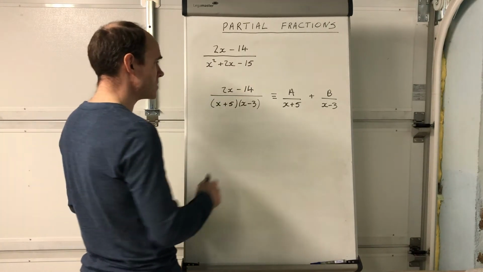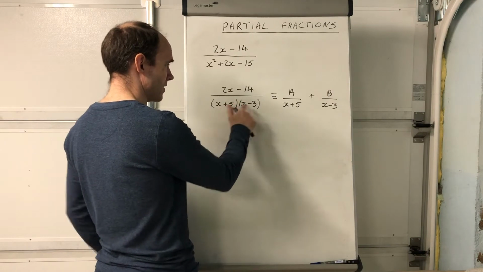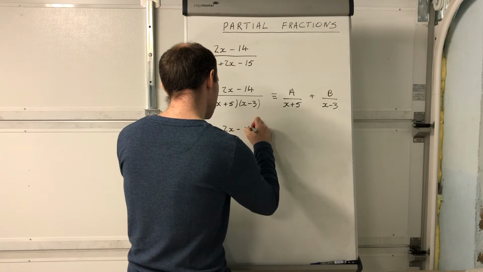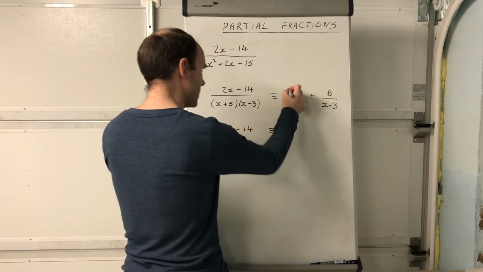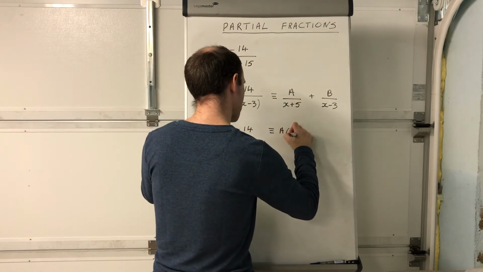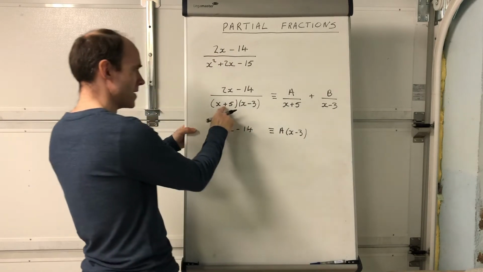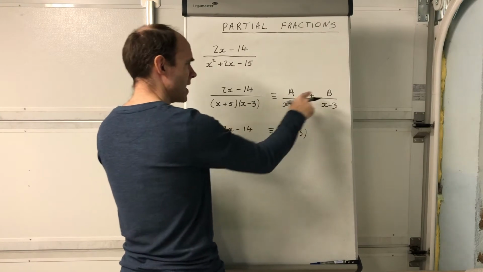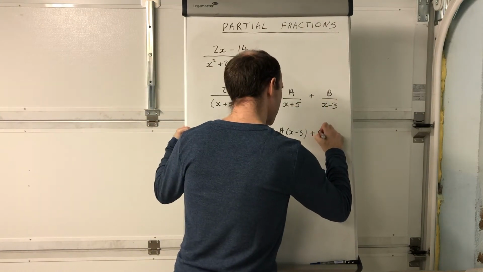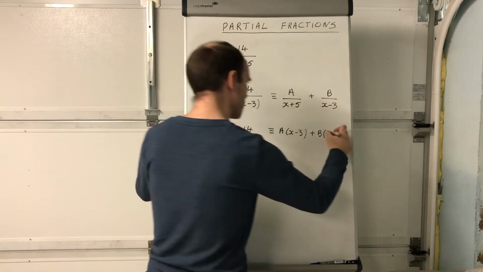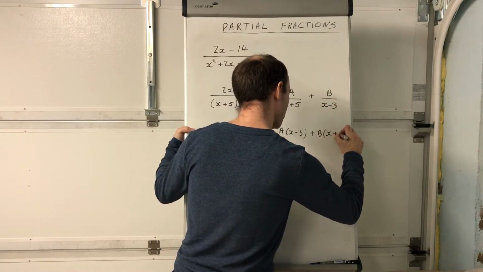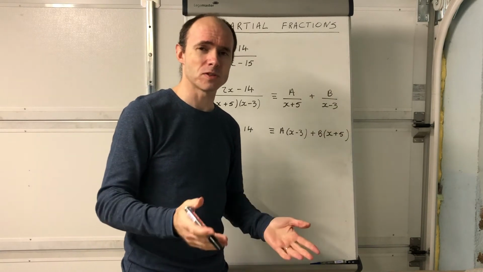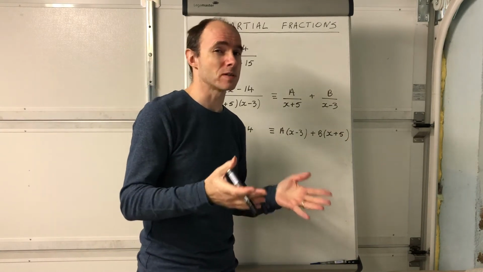And then the next stage is multiply both sides by (x plus 5)(x minus 3). So on the left you've got 2x minus 14, and on the right we'll have A times (x minus 3). Remember, we're multiplying by (x plus 5), so the x plus 5 will cancel, leaving the multiplication by x minus 3. And then this term will become B, the x minus 3's will cancel, and it'll be times (x plus 5). Now, if you saw my first introduction video, I referred to a method 1 and a method 2. Method 1 is always the preferred choice, so that's what I'm going to use.